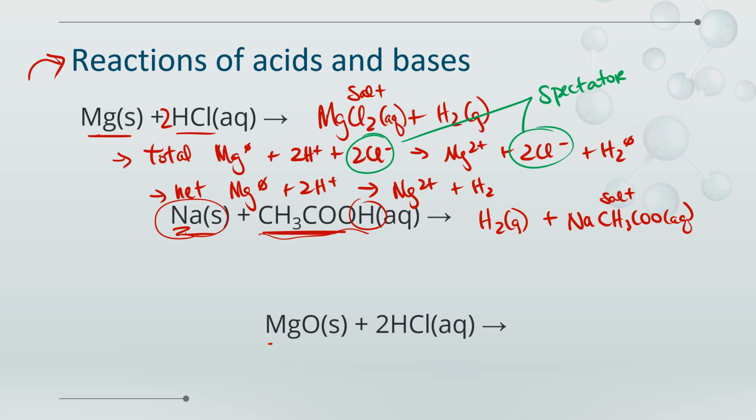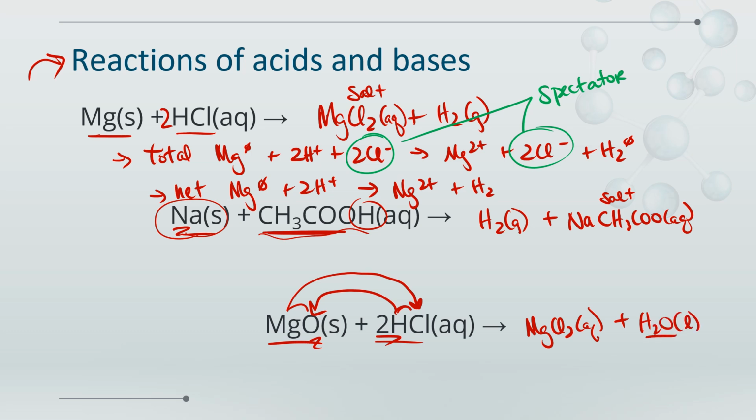What if I take a metal oxide and I add it to an acid? What are we going to get? Well, now instead of a single replacement reaction, we have a double replacement reaction. The Mg is going to pop off of the O and pop onto the chloride. The hydrogen is going to pop off of the chloride and pop onto the O. We're going to end up with, once again, a salt. Here's our magnesium chloride. It's aqueous. It's going to dissolve in the water. And what do we have left? An O and 2 H's. Oh, that's water. So we make some water and a salt.